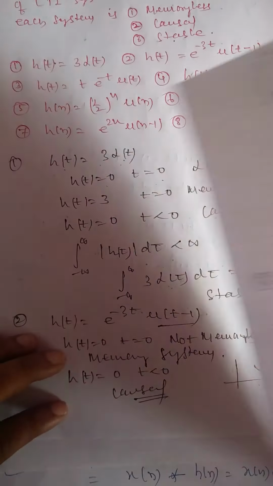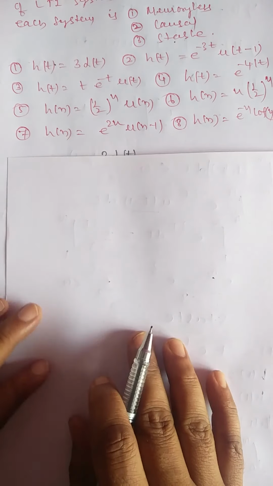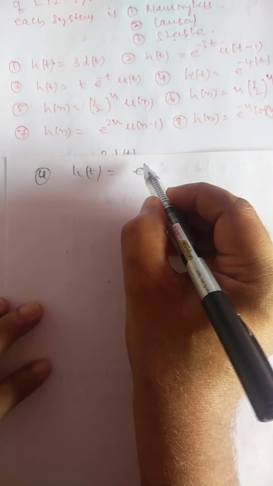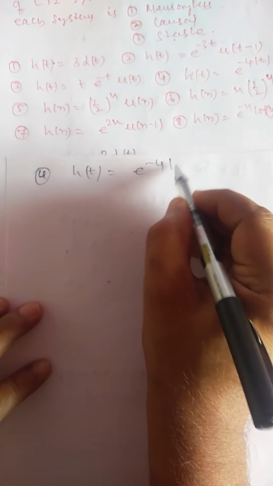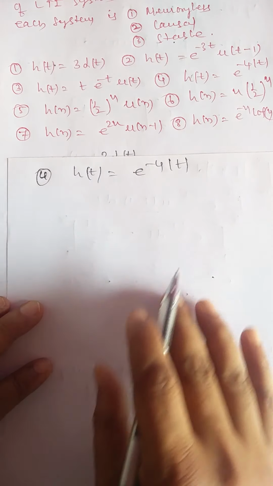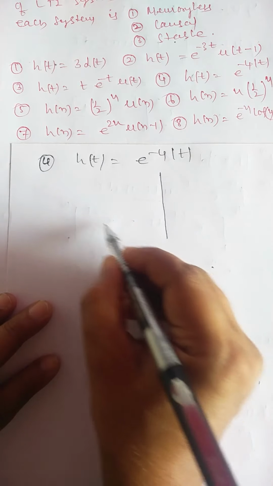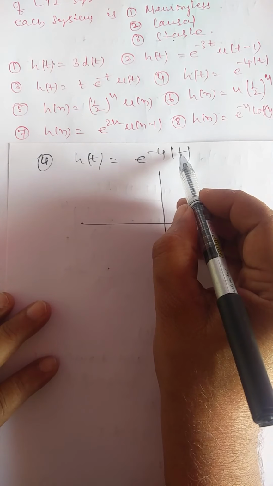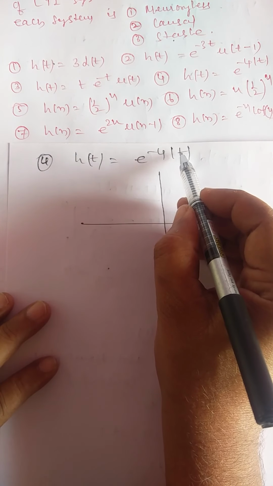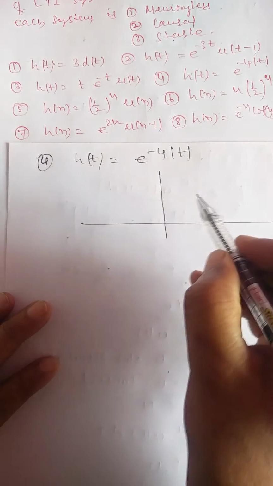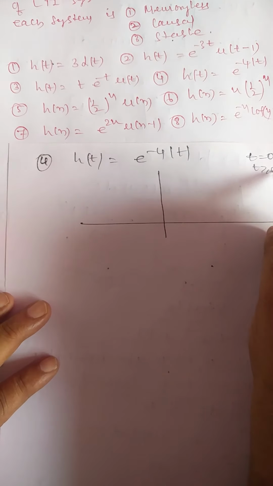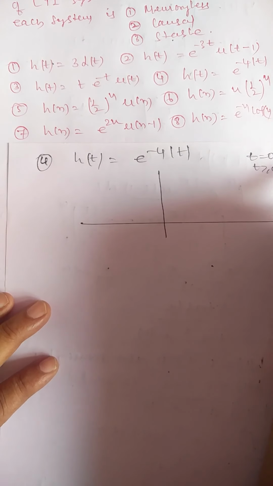Okay, let us take the fourth problem, that is h of t is equal to e to the power of minus 4 modulus of t. This signal exists from minus infinity to plus infinity. On the left hand side, this will become modulus of minus t. For negative values of t, it is minus t, and for positive values of t, it is plus t. When t is less than 0, it is e to the power of 4t, and when t is greater than or equal to 0, it is e to the power of minus 4t.